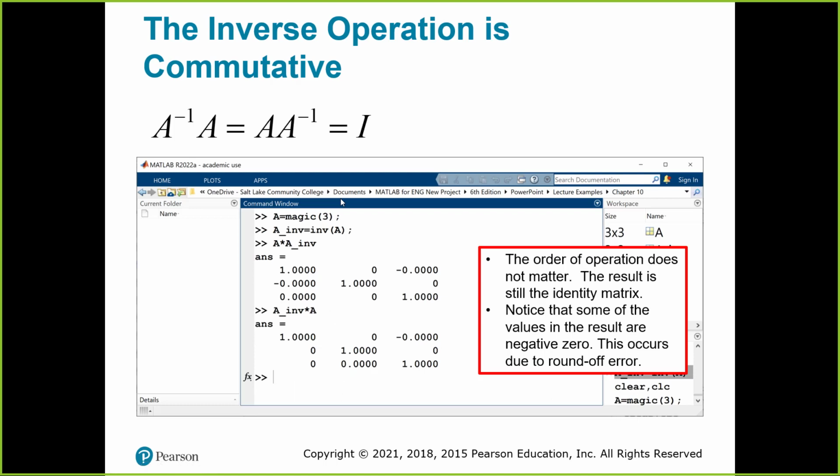So the inverse operation is commutative. It means that A times its inverse is the same as the inverse times A. This is one of those rare cases I was telling you about. The order does not matter here, because both directions will give you the same answer. And then here, these little negative zeros are all just due to rounding errors.